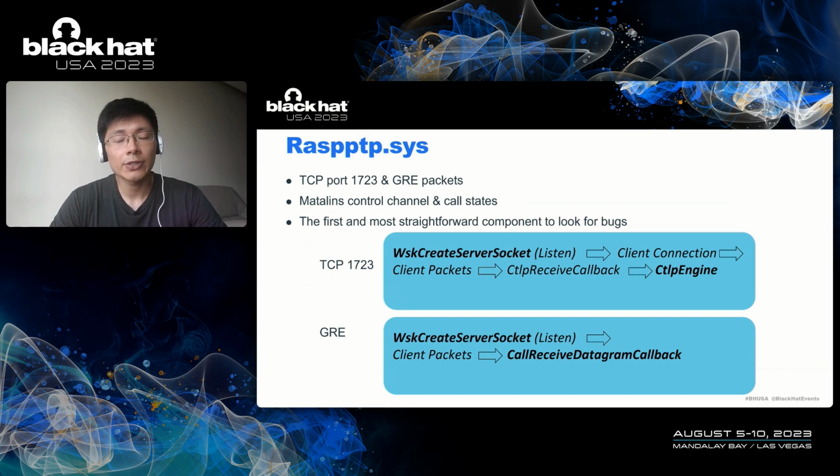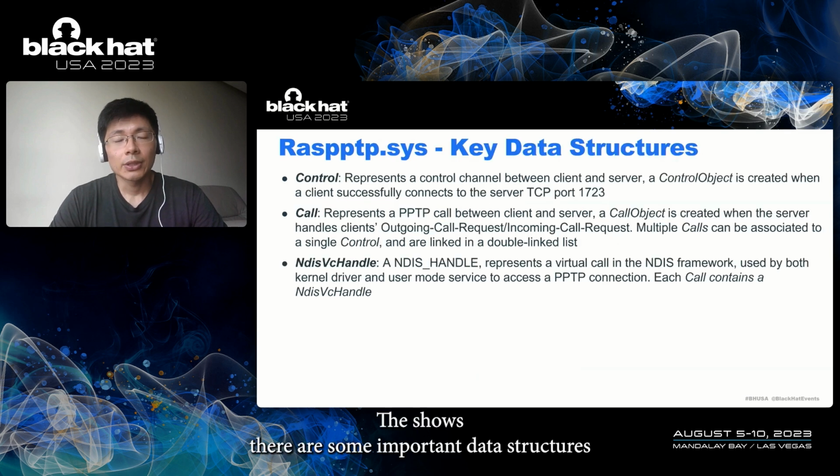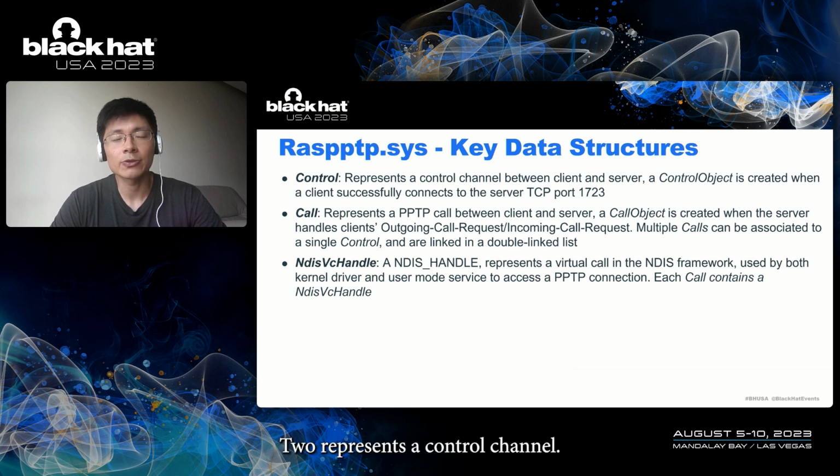The kernel driver registers two callbacks, one for the control channel and one for the data channel. There are some important data structures in the driver. The first is a control structure. It represents a control channel. The second is a call structure, which represents a PPTP call. And next is the NDIS VC handle. The PPTP driver uses the NDIS framework for call management. So each PPTP call contains an NDIS handle.